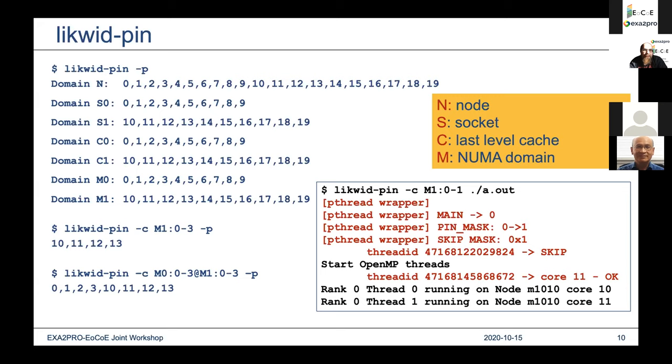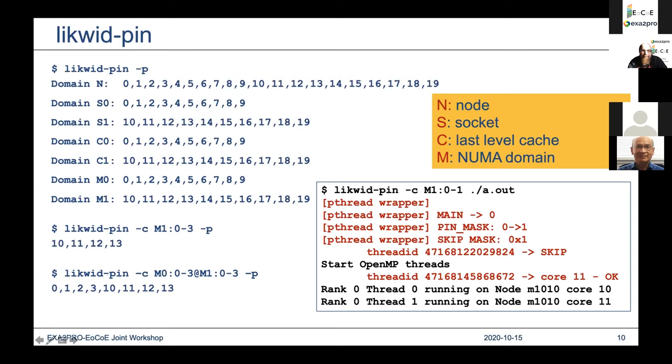So if we want to use that, we can do likwid-pin -c and then the M1 domain, so the second NUMA domain, 0 to 3, and it will use these numbers, 0 to 3, as indices in these lists. So it's the first four indices, so we have 10 to 13. And with -p, you can get the list out of it instead of using an application.